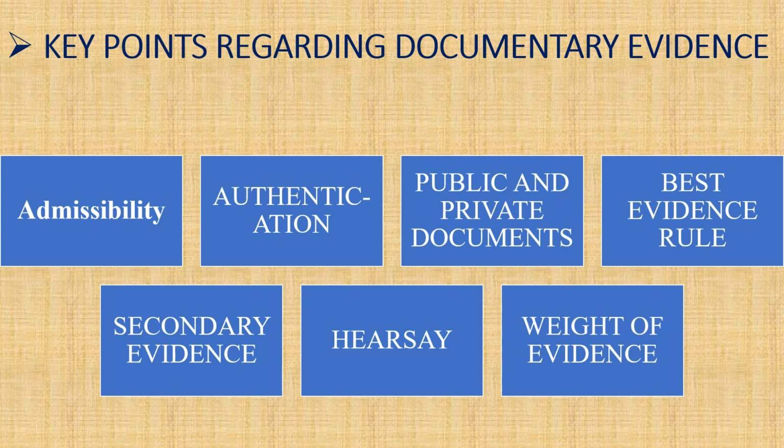Public and private documents. Public and private documents includes the different type of documents. In public document, it includes the government records, and in private documents, private contracts or letters. The next is best evidence rule. The best evidence rule suggests that the original document is the best form of evidence. Next is secondary evidence. If the original document is unavailable, secondary evidence may be allowed. It includes the hard copies and the soft copies of the evidence.